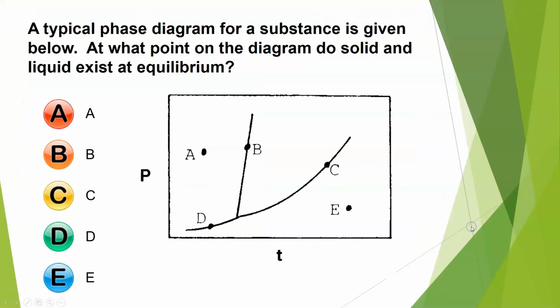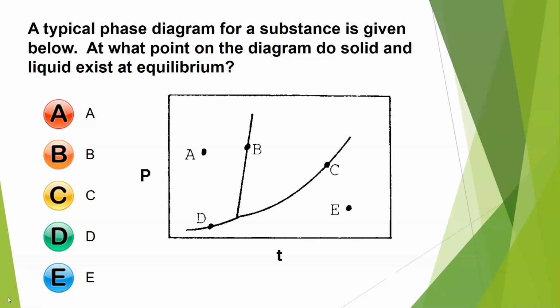Okay. All right, I'm asking you just a couple questions here. So a typical phase diagram for a substance is given below. At what point on the diagram do solid and liquid exist at equilibrium? So we want to know where on this graph are we going to have solid and liquids present at the same time.